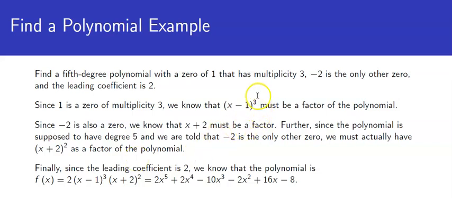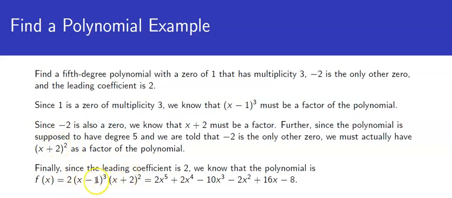Now, we've already taken care of a degree 3 here with the fact that x minus 1 to the third is a factor of the polynomial, or the other way around, we know that 1 has a multiplicity of 3. We've taken up a degree 3 piece, but we know that we need to get to a fifth degree polynomial. In order to do that, I've got to use x plus 2 squared. The multiplicity of negative 2 actually has to be 2, not 1. So I'll use x plus 2 squared as the factor of that polynomial.